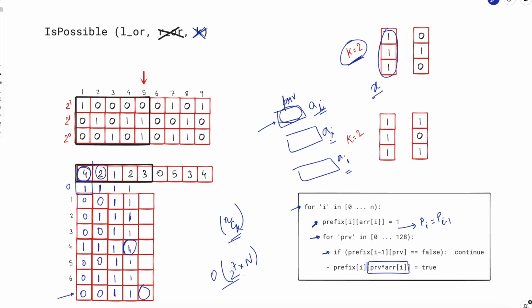Once you have done this, you can answer is possible without k in just order one time, right? And you can do the same thing without k for the suffix as well, by iterating over the array from backwards and calculating the suffix part, and you can also answer that part in just order one time.